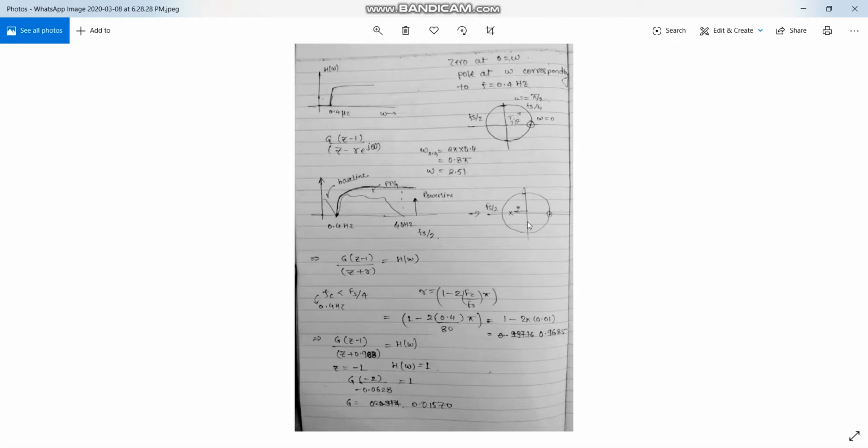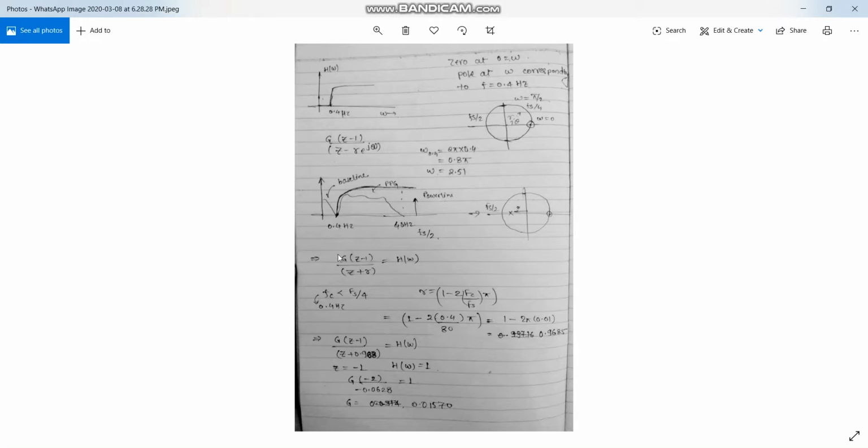What we are going to do is place the zero on the unit circle and a pole at omega equals pi, or f equals fs by 2. The magnitude of r determines the bandwidth of the filter. This r can vary from 0 to 1. Generally we keep it close to 0 or close to 1.